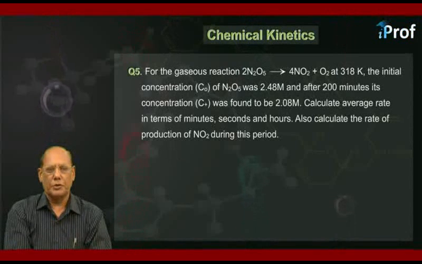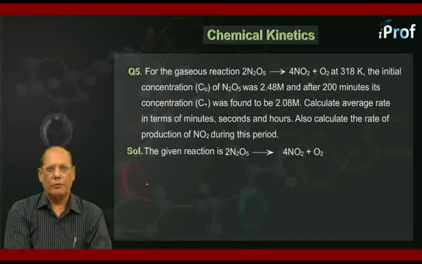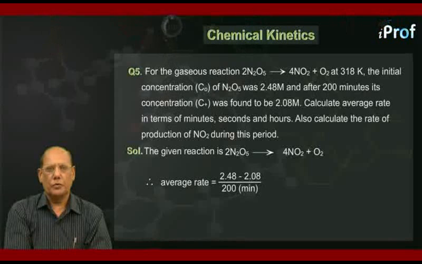Let us solve this question. Since the given reaction is 2N2O5 changing into 4NO2 plus O2, therefore, average rate is equal to 2.48 minus 2.08 over 200 minutes. So this comes out to be 2 into 10 to the power minus 3 molar per minute.